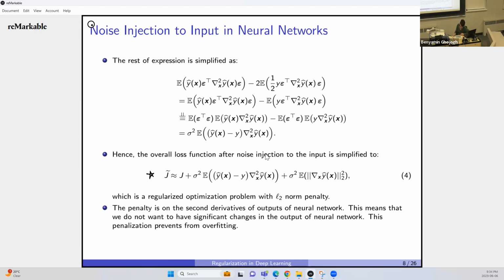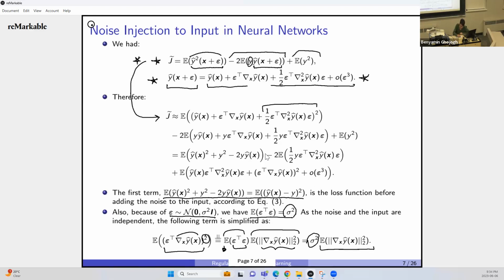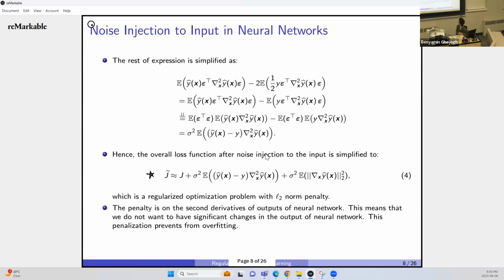Okay, the overall loss function after noise injection. So what we had as J tilde here. With some proof which I skip right now, we end up with equation 4, right? Okay, what is J before regularization? And the rest of the terms I think is obvious. Sigma squared is the variance of noise. Y hat of X is the output of the neural network for input X. Y is the label. And this is the second derivative of Y hat of X with respect to X. And this is also the gradient, the first derivative of Y hat of X with respect to X. Its squared L2 norm, expectation, which means the mean, okay?